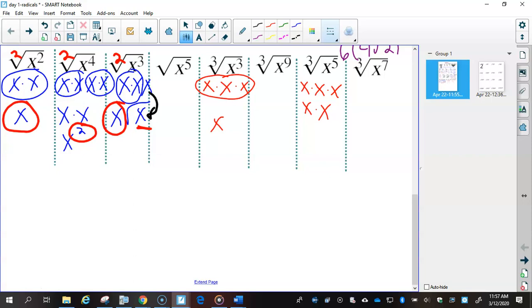Yes. We have one group of 3, so that one group would get to come out. And then the rest would go inside. We have 2 of them, so it'd be x times x, which is x squared. But this is also a cube root, so we need to make sure it stays a cube root. You put the cube root on the outside, and the x squared stays on the inside. So it'd be x times the cube root of x squared.